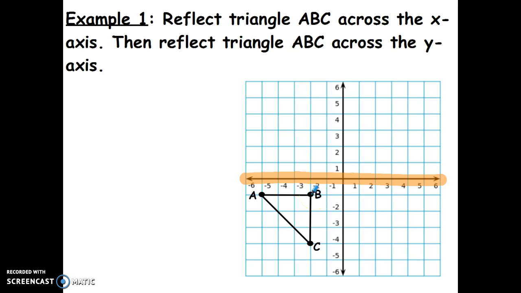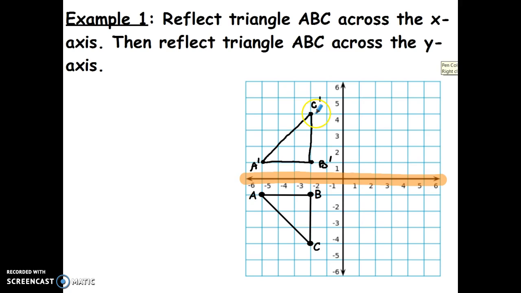So how far away is this B from the line of reflection? It's one space away. So that means we're going to put it one space away on the other side of the line of reflection. And this is now called B prime. A is one space away, so it's going to be one space away. And then C, 1, 2, 3, 4 spaces, and this is C prime. If you take a look at this, this is an exact mirror image.